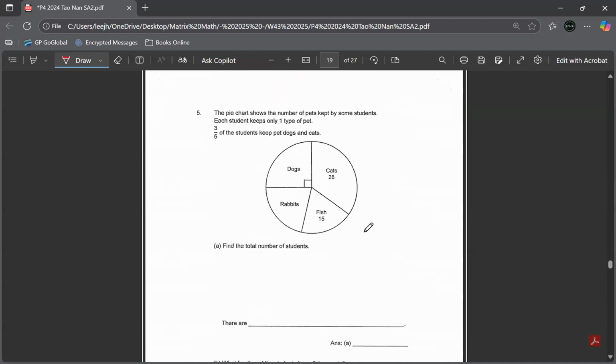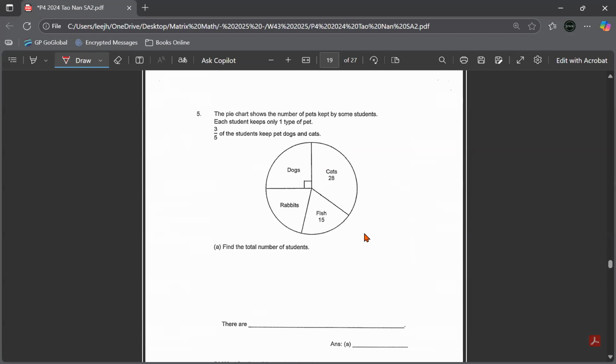Question number 5. Okay, it's a pie chart. The pie chart shows the number of pets kept by some students. Each student keeps only one type of pet. 3/5 of the students keep pets as dogs and cats. So dogs and cats, this is 3/5 of it. So I want to find the total number of students.